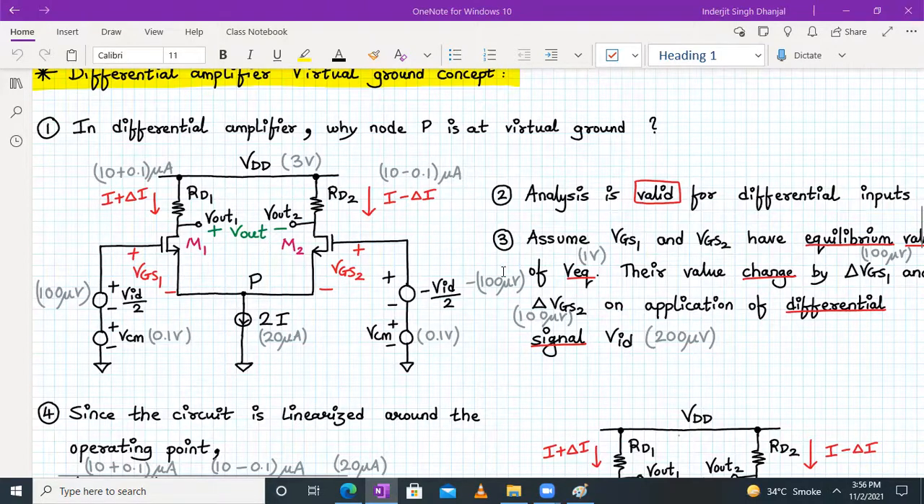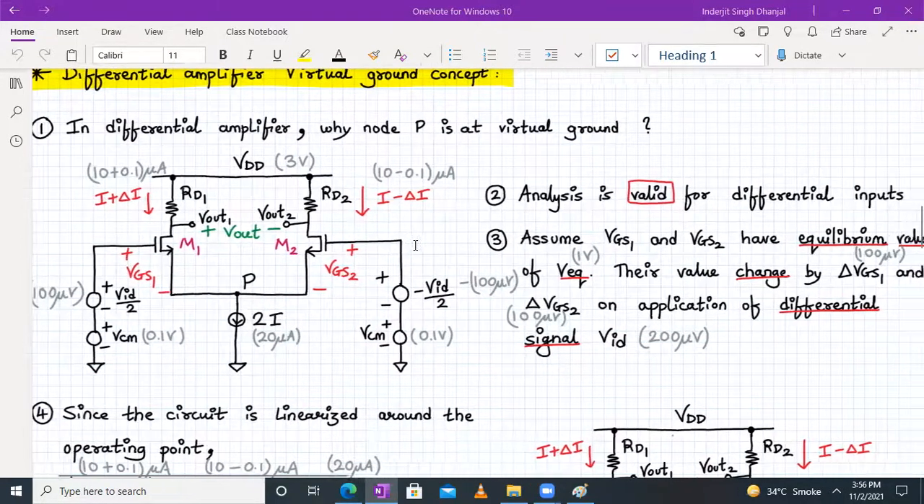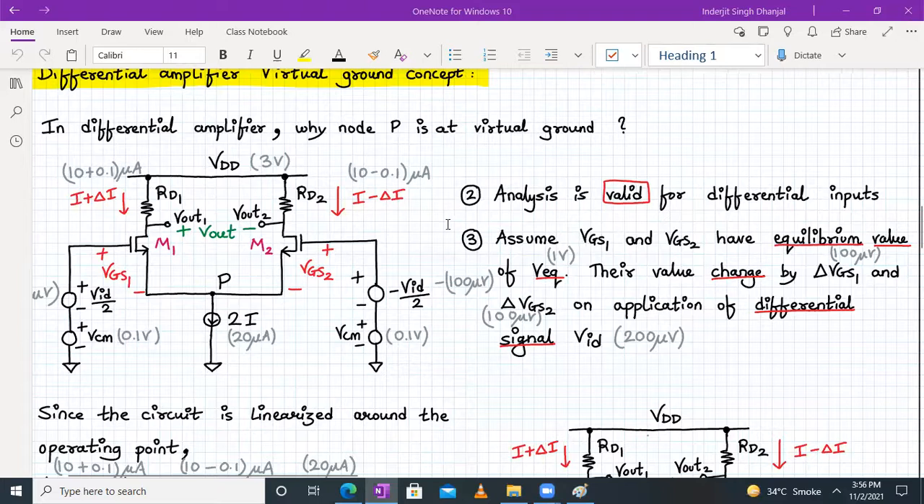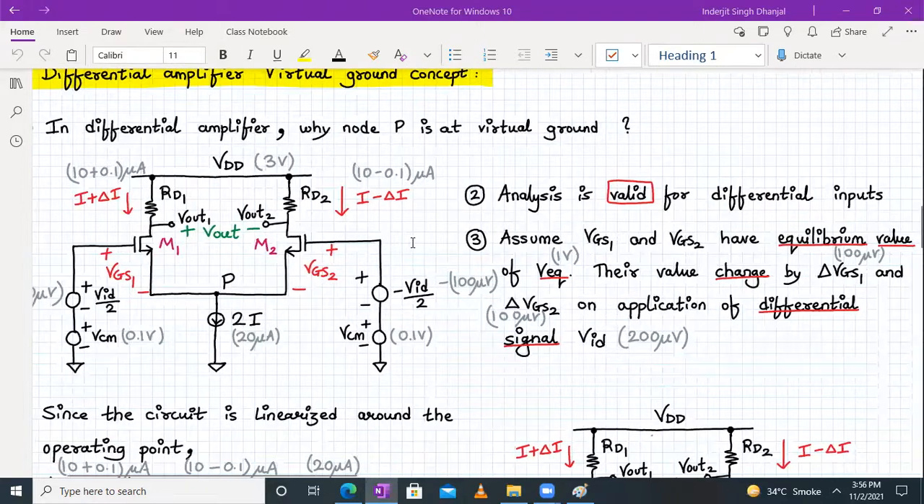2I is 20 microamperes. Now, further we assume that VGS1 and VGS2 have an equilibrium value of 1 volt. Their values change by delta VGS1 and delta VGS2, which are 100 microvolt and minus 100 microvolt, on the application of the differential signal. So the differential signal is VID by 2 minus minus VID by 2, that is VID itself, around 200 microvolt. VID by 2 plus VID by 2 will be VID itself.